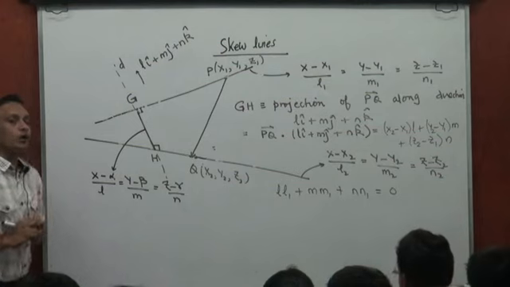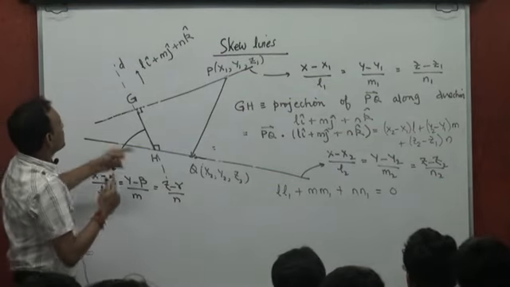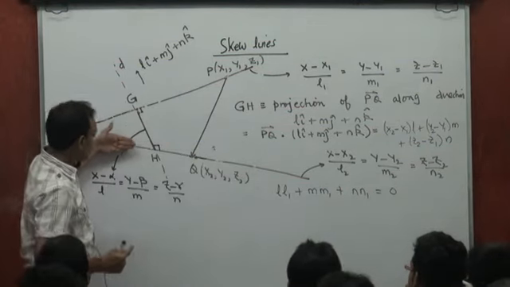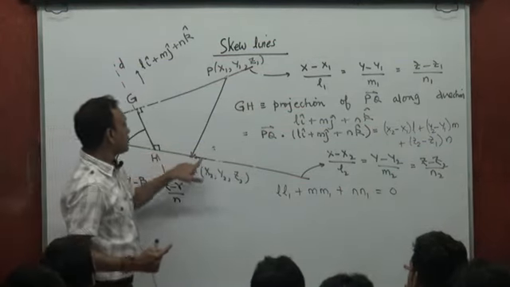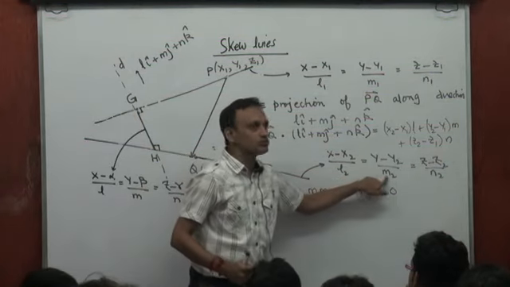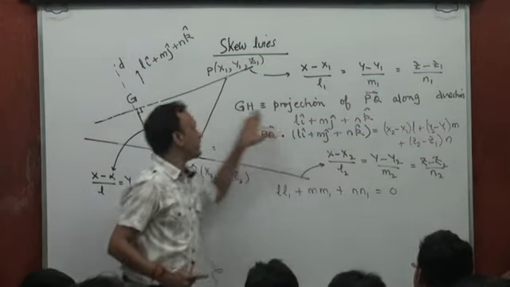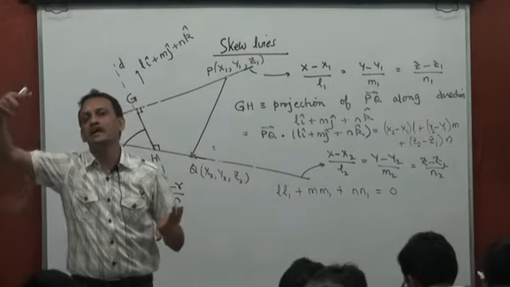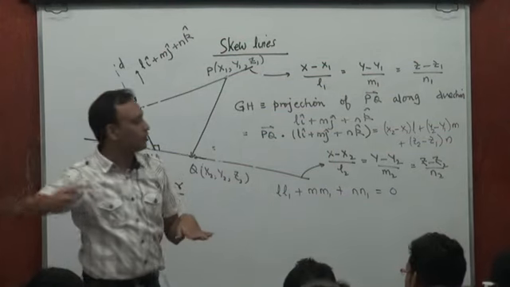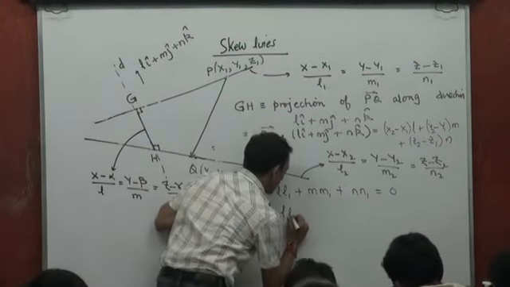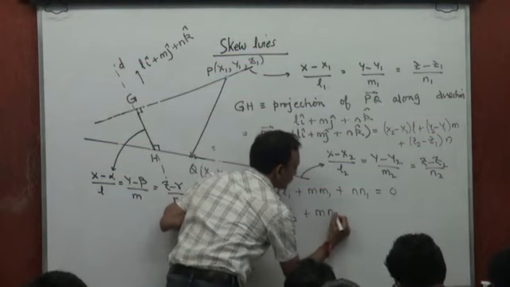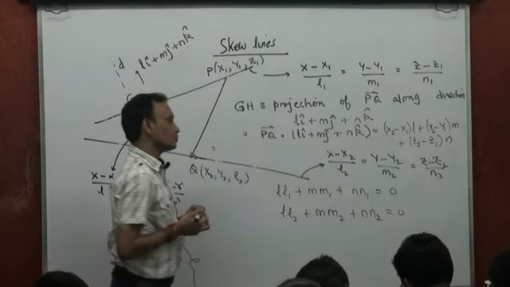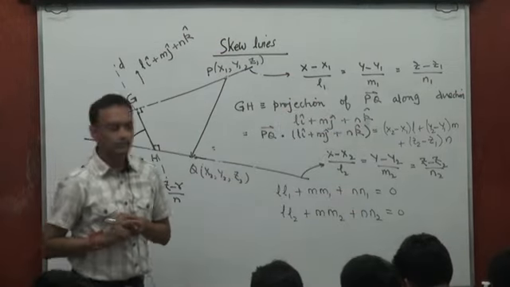Right? And not only that, this Li plus Mj plus Nk must be perpendicular to a unit vector in this direction, L2i plus M2j plus N2k. The dot product being 0 means LL2 plus MM2 plus NN2 must be 0. Right?